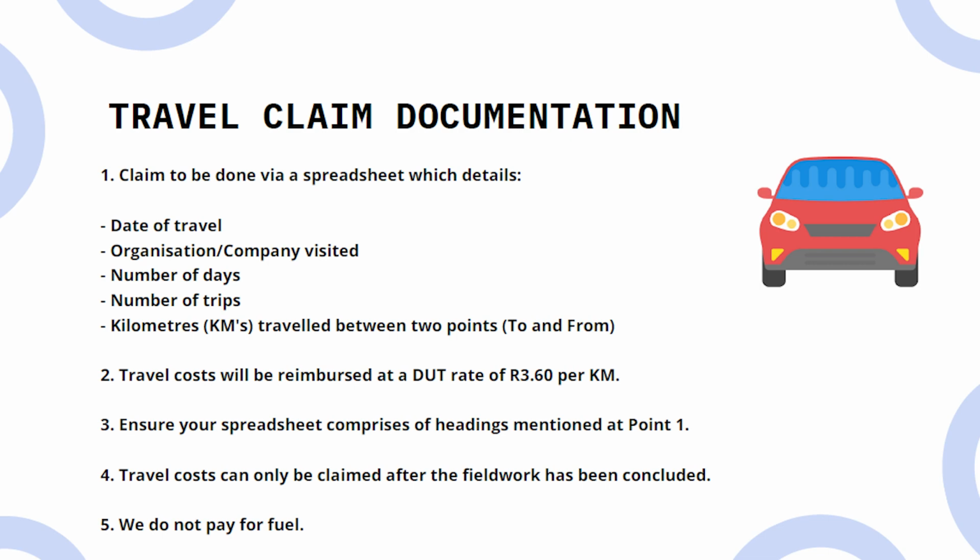So we refund 360 per kilometer. It's just going to be a spreadsheet with the number of days that you went to do your research, that you went to for your data collection. It's going to be number of days, number of trips, and then the total kilometers, and we times the total kilometers by the 360, and then we reimburse you that amount.